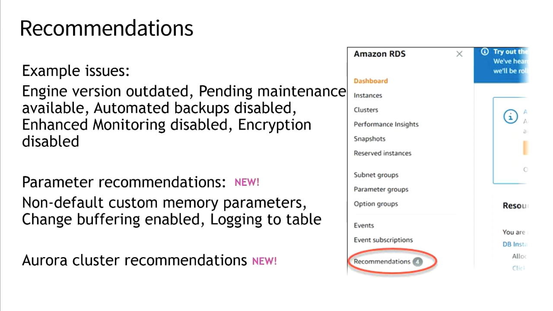In the last few months, we also added support for Amazon Aurora, which we'll talk about later. And we've added support for recommendations around parameter groups, which are settings which you can set specifically for each database instance. So it's recommended to try to keep this down to 0, or at least try to look at these recommendations and dismiss them if they're not relevant to you.